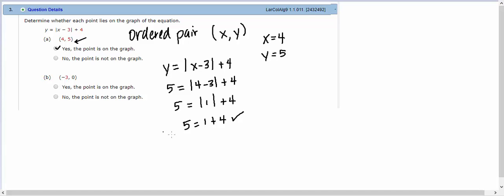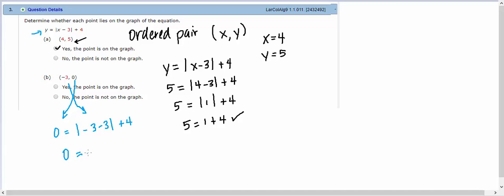Now let's try it with negative 3, 0, and see what we get. So I'm going to redo the same thing. So 0 equals the absolute value of negative 3 minus 3, plus 4. Again, I've substituted negative 3 in here and the 0 over here where the y is. We're using the same equation. So let's continue this work.